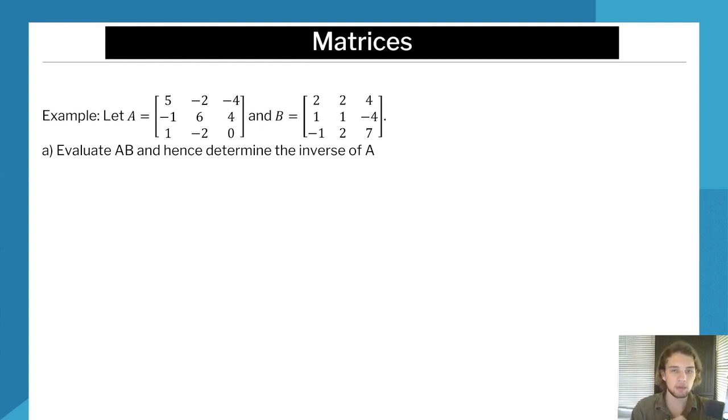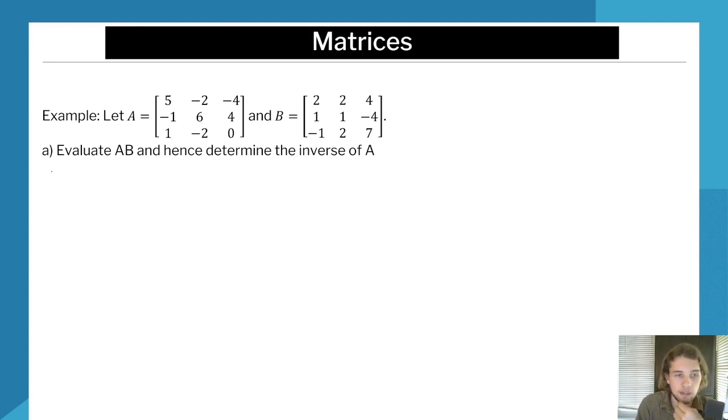So let A equal this and B equal that. Evaluate A times B and hence determine the inverse of A. So looking at this, I can figure out if I multiply A times B, it's probably going to be equal to something, let's say the identity matrix, sorry, that tells us that B is actually going to be the inverse of A, which is what I'm suspecting. We'll find that out. So let's multiply these together.